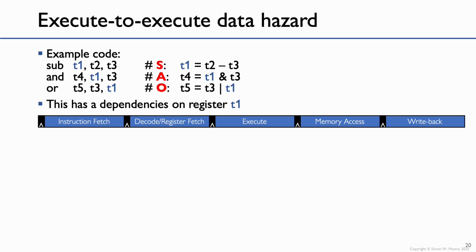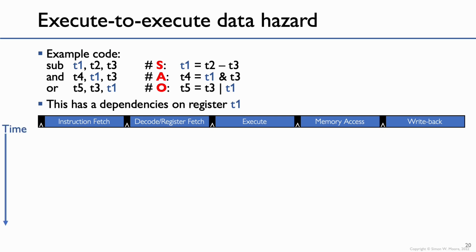This is kind of interesting because obviously the and instruction is dependent on T1 in the next clock cycle, whereas the OR is dependent 2 clock cycles away. There is an instruction in between, and so that's 2 interesting cases.